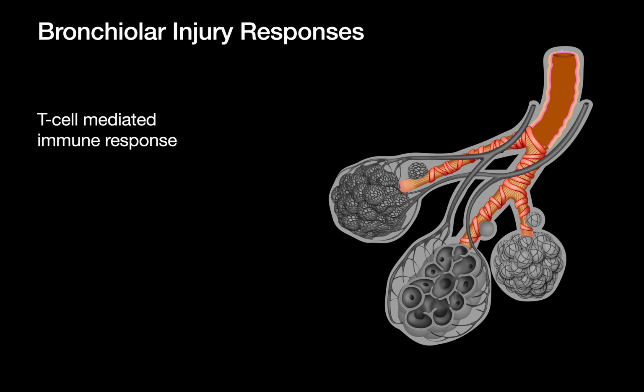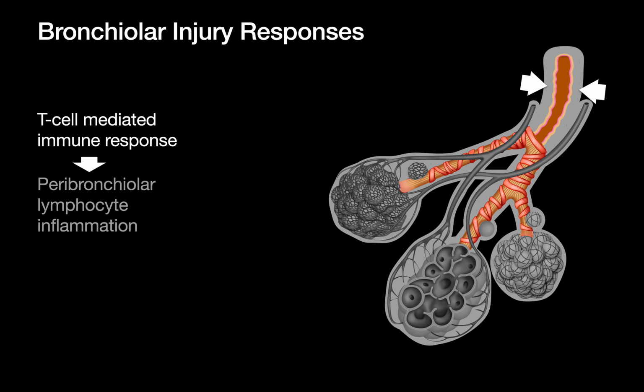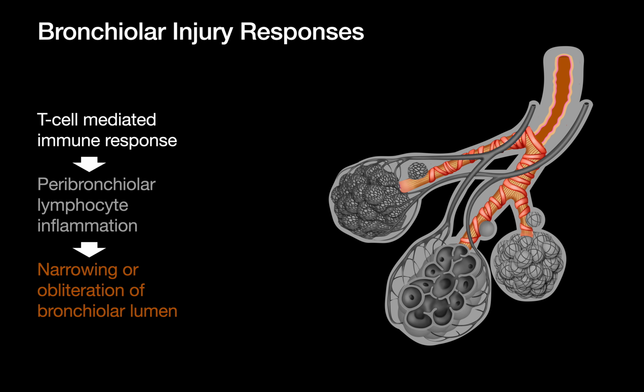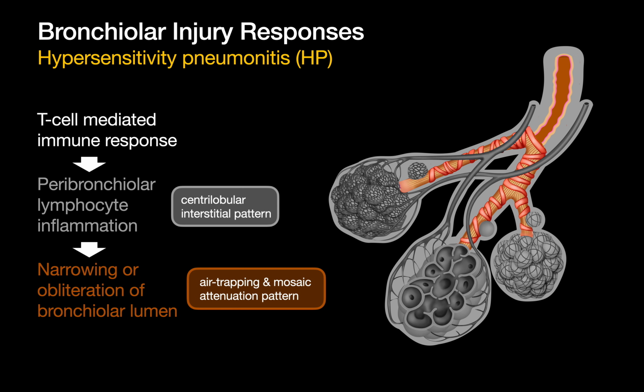In some patients, a T-cell mediated immune response to inhaled organic antigens may cause inflammation within the peribronchiolar tissues around the bronchioles that may lead to narrowing or obliteration of the bronchiolar lumen in a disorder we label hypersensitivity pneumonitis, or HP. In HP, peribronchiolar inflammation may contribute to a centrilobular interstitial pattern on CT, while the obstruction of airflow may contribute to air trapping and a mosaic attenuation pattern on CT, just as in constrictive bronchiolitis.